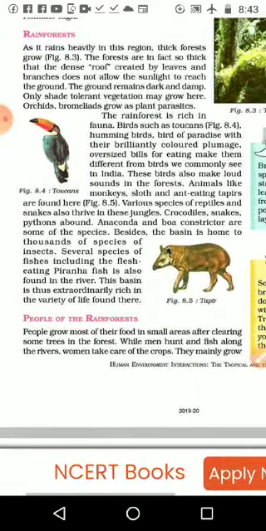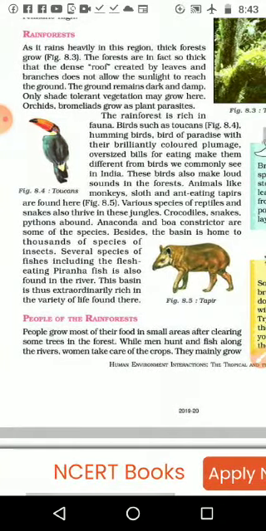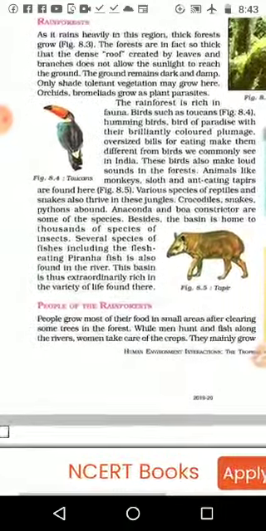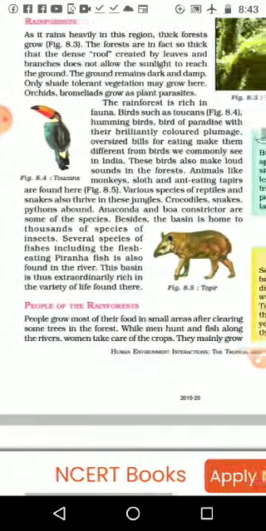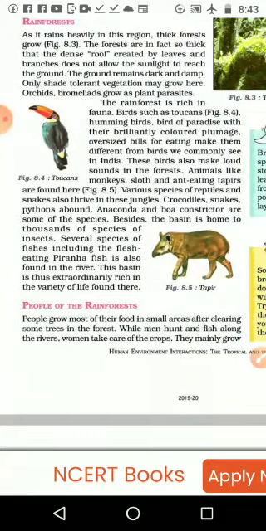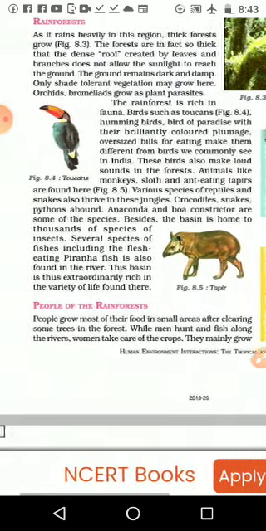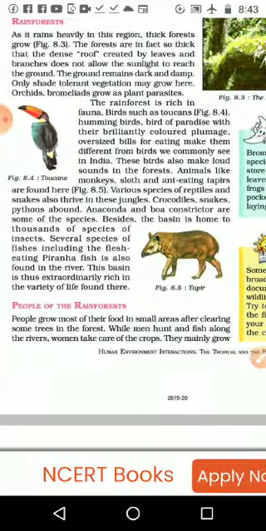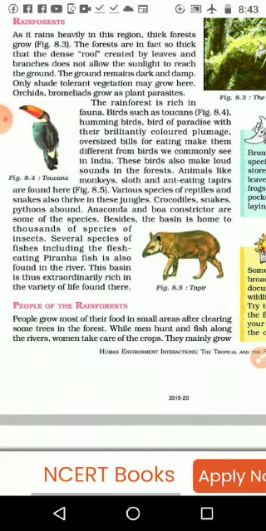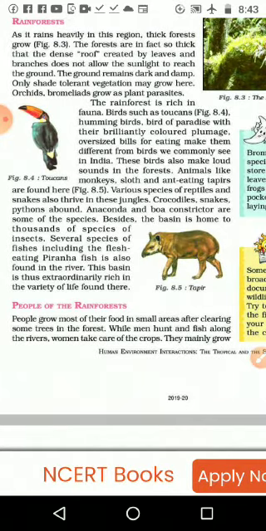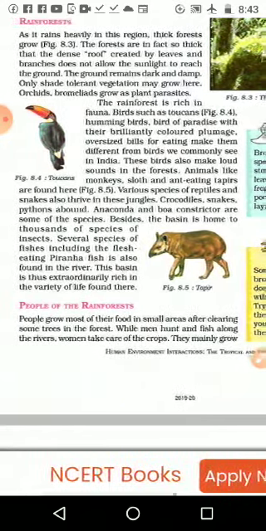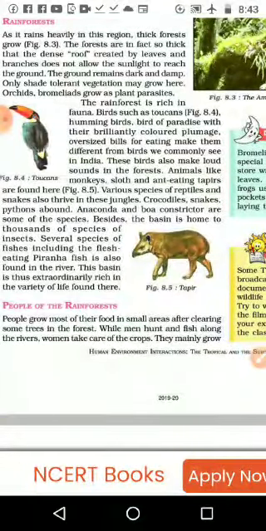The rainforest is rich in flora. Birds such as toucans, hummingbirds, birds of paradise, with their brilliantly colored plumage and oversized bills for eating, make them different from birds we commonly see in India. We have one type of parrot with green feathers, and if you go to the Amazon rainforest, we can see red or multicolored feathered parrots. Like that, we find many new birds and animals there.